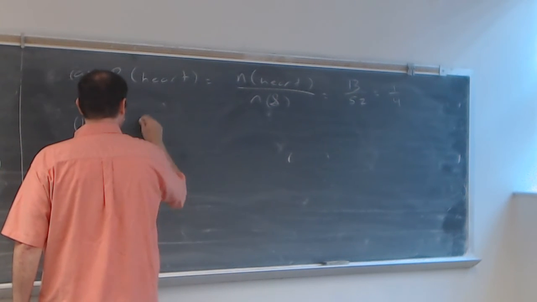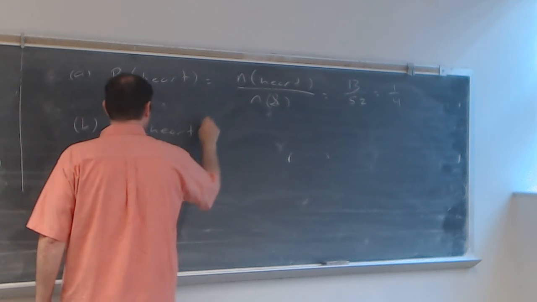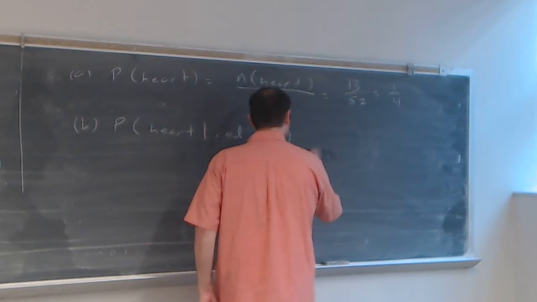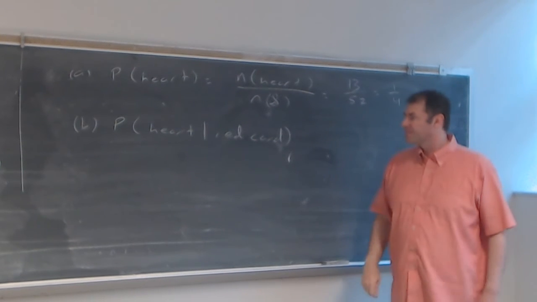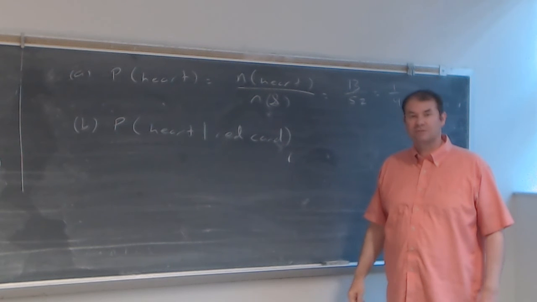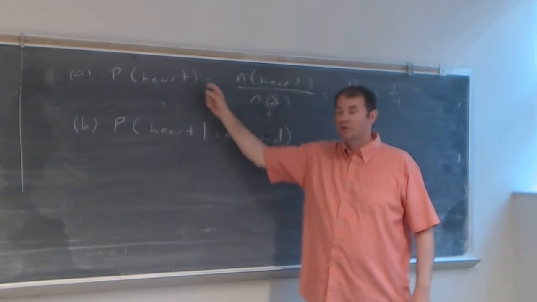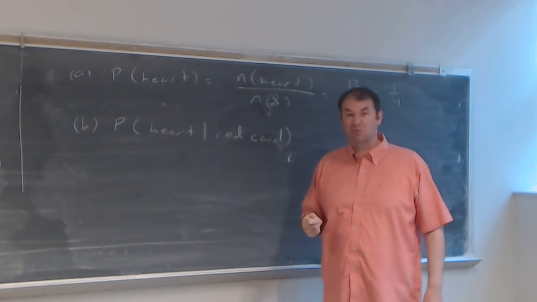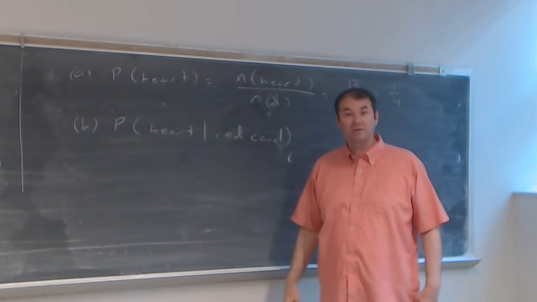Okay. Part B is a conditional probability problem. It's the probability of a heart given red card. I'm just going to mention it right now, but we're given more information than just no information. Someone is telling you that a red card was selected. So a card was selected, it was red. Now what's the chance it was a heart?